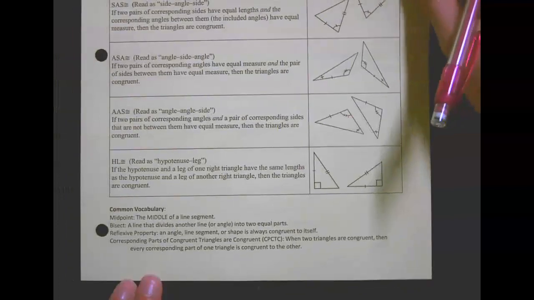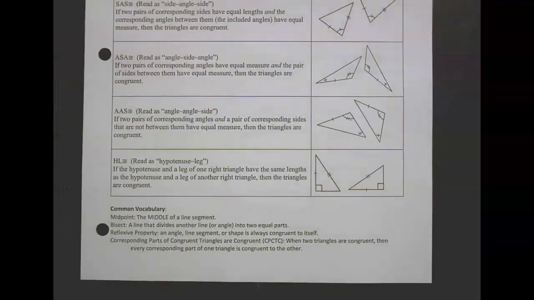At the bottom, there are some common vocabulary words. These are words that are going to be used in proofs to help us state things that are true or congruent in order to prove that two triangles are congruent. Now, 2 that I want you to focus on for today are the reflexive property, when something is congruent to itself, and the corresponding parts of congruent triangles are congruent, also known as the abbreviation CPCTC.